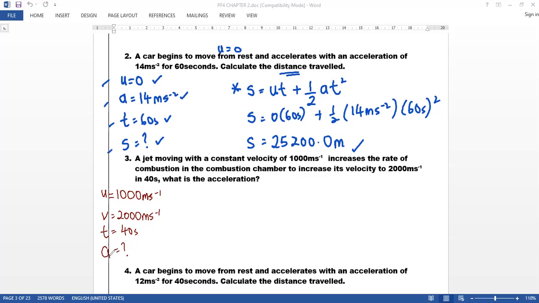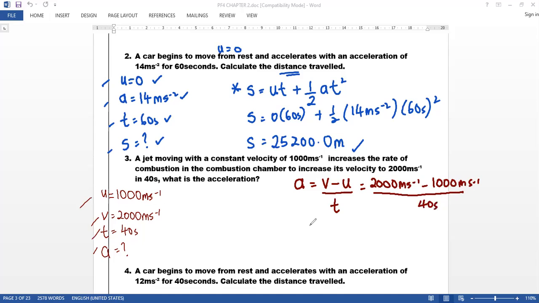So it's a direct formula question. VATU. If you get VATU, it's a direct formula. You just need to use the direct formula. The direct formula is A equals to V minus U per T. So what was V? V is 2,000. You see the question carefully. 2,000 meter per second. Initial velocity was 1,000 meter per second. And the time taken is a perfect 40 seconds. So what we get?